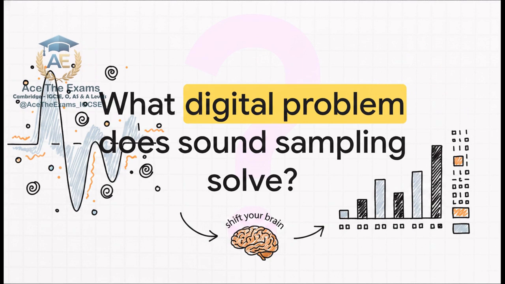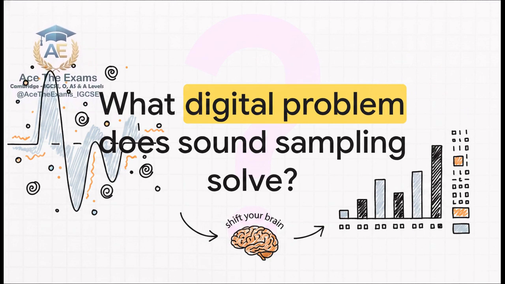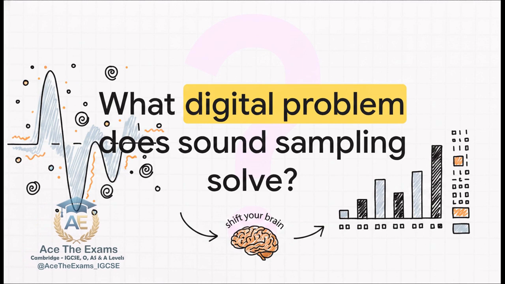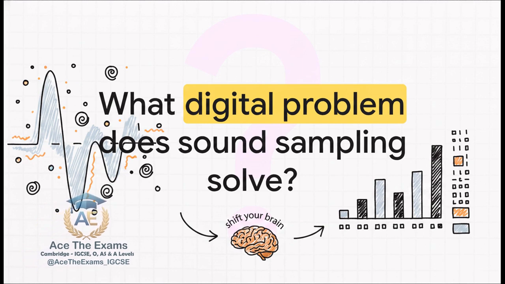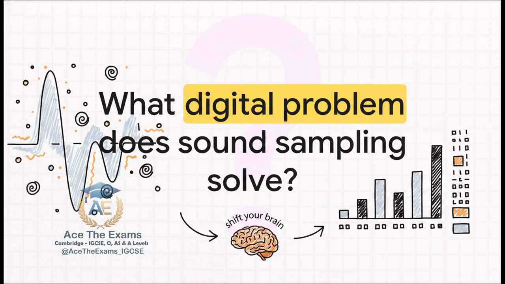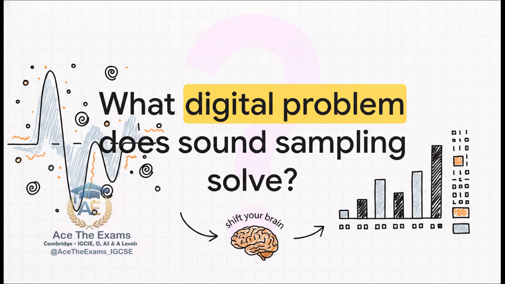Think about it. Sound sampling exists because the real world is analog, right? It's continuous, it's messy, it's fluid. But computers, they're digital, discrete, and highly structured. They only understand ones and zeros. If you start by answering what core problem this technology solves, bridging that gap between the messy real world and the structured digital world, well, suddenly the terminology becomes meaningful. It's no longer just a string of random words to memorize for a test.